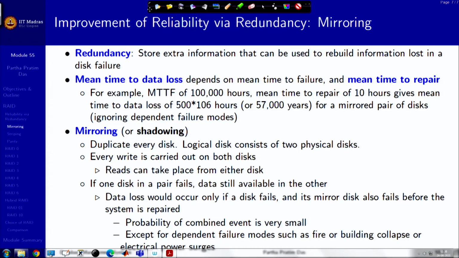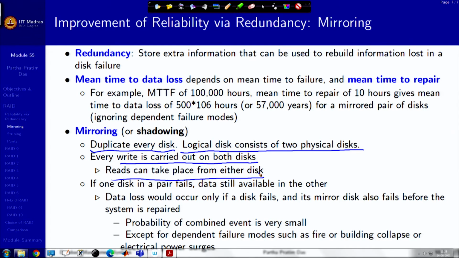What mirroring does in principle is something very simple. You duplicate every disk, and when I say duplicate, it is not necessarily 2 copies, it could be more than that also. Then the logical disk consists of 2 physical disks, that is the minimum of mirroring. You have 2 disks copying the same data. When you carry out a write, it has to be done on both disks, and a read can take place from either disk. So, reads immediately become much faster.